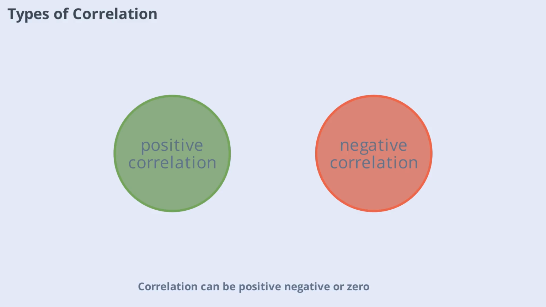Correlation can be positive, negative, or zero. A positive correlation means that as one variable increases, the other also increases. For example, the more hours you study, the higher your test scores might be. Negative correlation means that as one variable increases, the other decreases. Like the more you exercise, the less you might weigh. Zero correlation means there's no relationship at all. Understanding these types helps you interpret data more accurately and avoid making incorrect assumptions. Next, we'll look at how to spot these different types in real-world data.